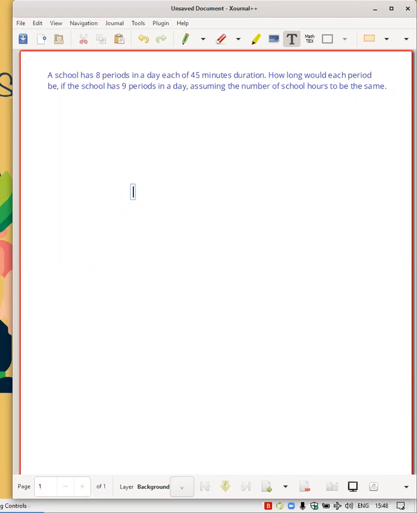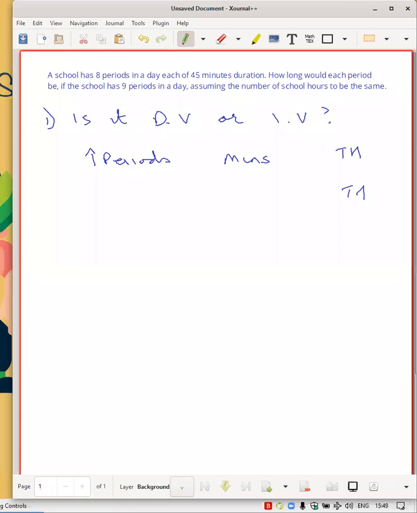So the first question that you're going to ask yourself is: is it direct variation or inverse variation? This is the first question in any word problem. So what do we have? We have periods and we have minutes. Total hours is the same for both. Now, if the number of periods increases, will the number of minutes per period decrease or increase, assuming that the total hours remains the same?